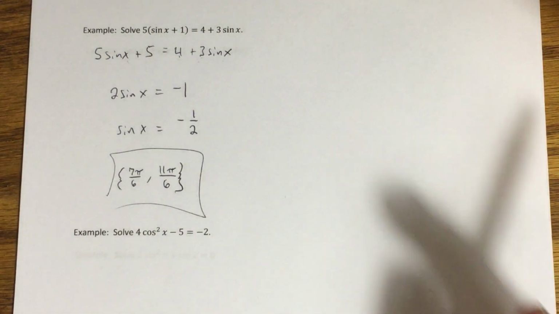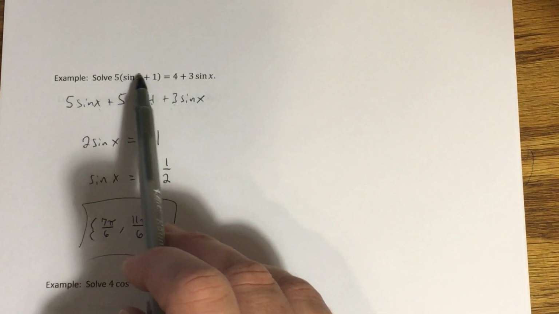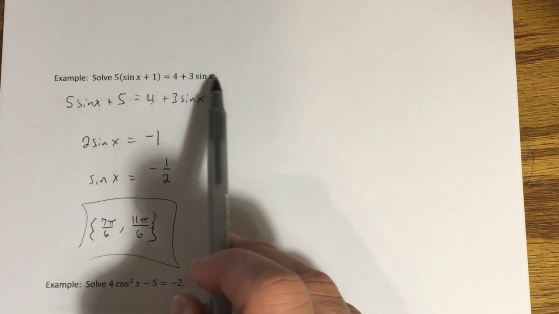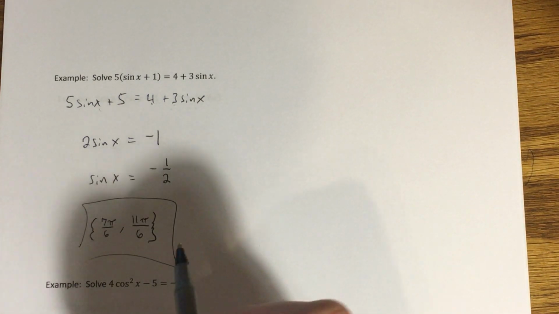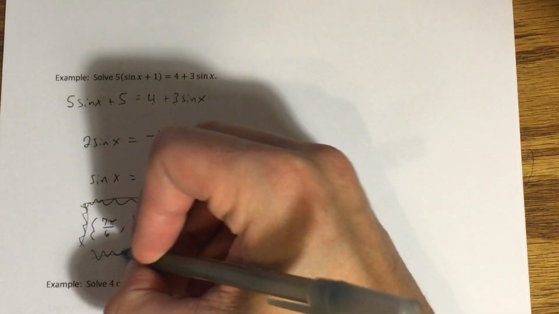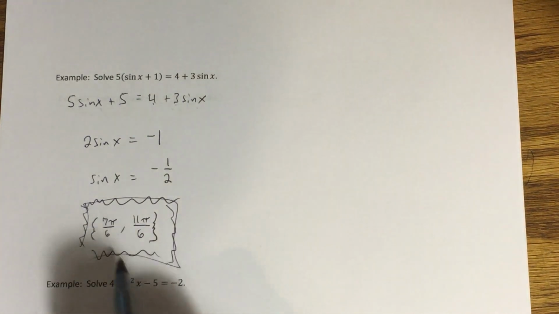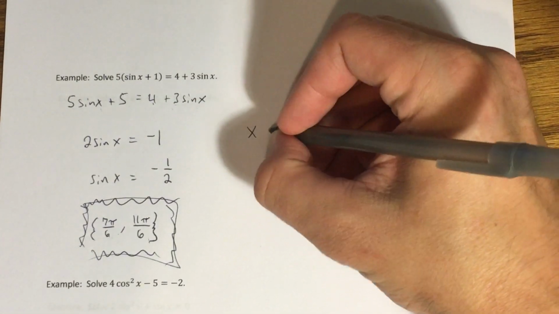Although I just realized something. This is the first example that we looked at that didn't say it only wanted solutions in one revolution of the unit circle. It didn't say on the interval 0 to 2 pi. So even though this is correct, these are solutions, I shouldn't box that because I'm not done. I actually need to consider all angles coterminal to each one of these. So let me change how I write my answer.